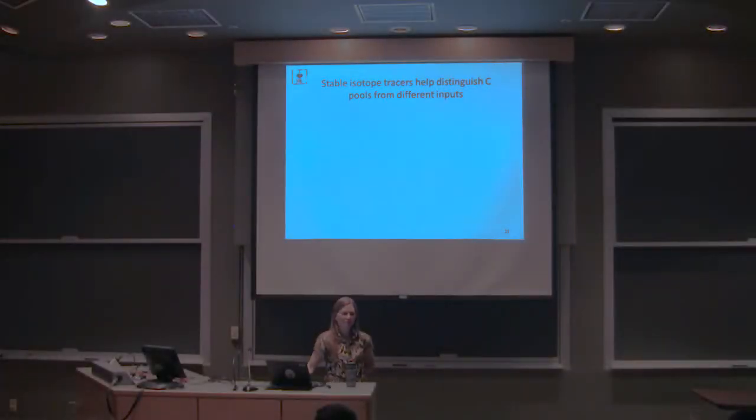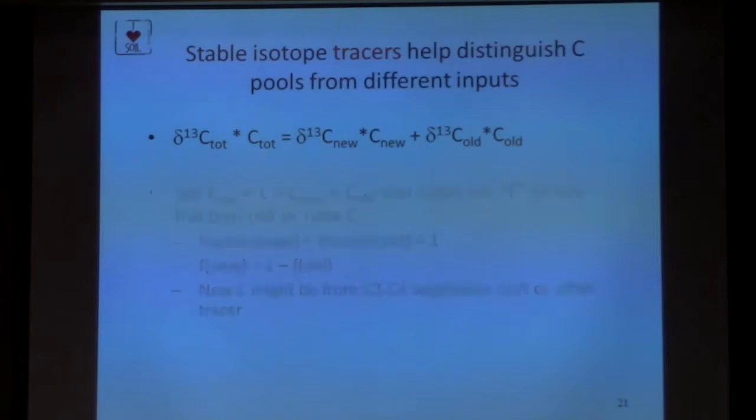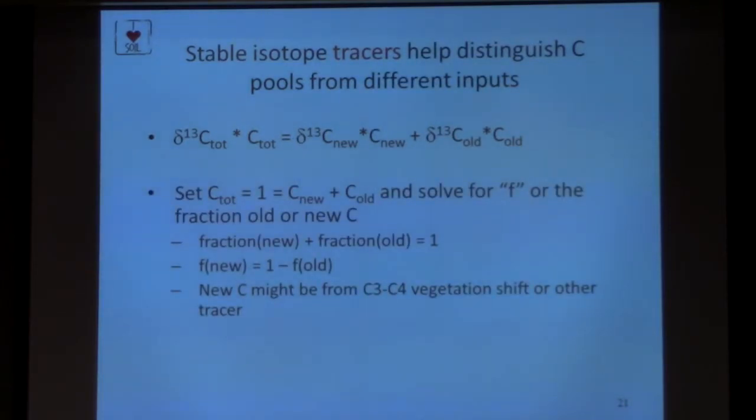So now let's move into labeling with isotope tracers. This is a really handy approach. Actually, we use mixing models for a lot of different things, and this is the basis of a lot of what goes on in geochemistry.